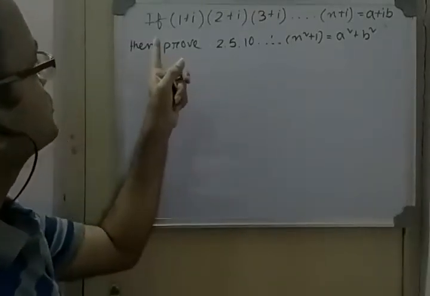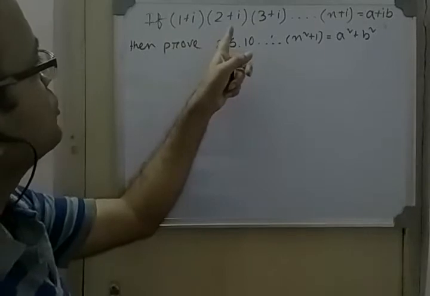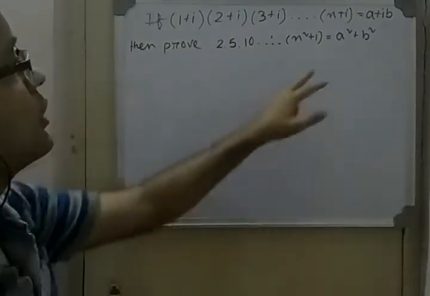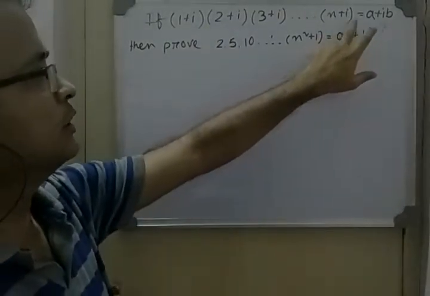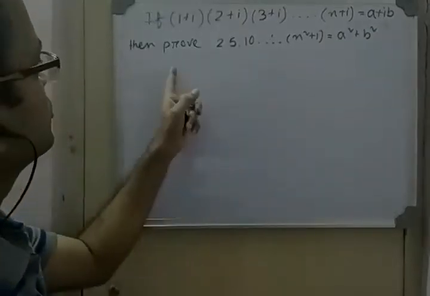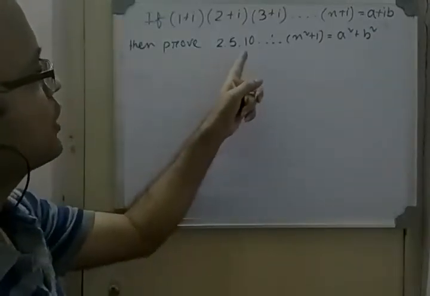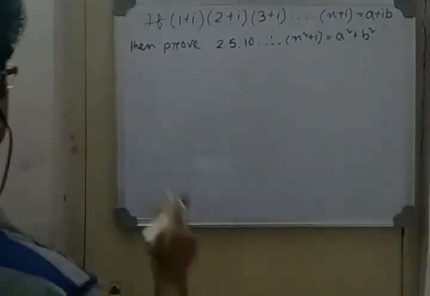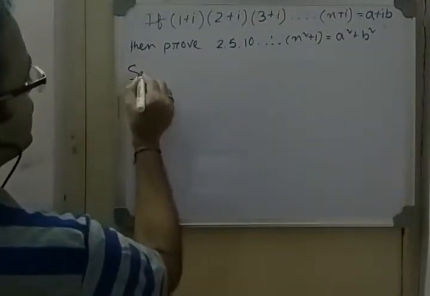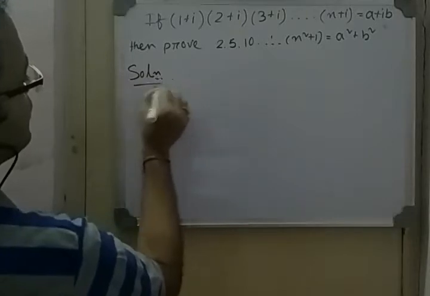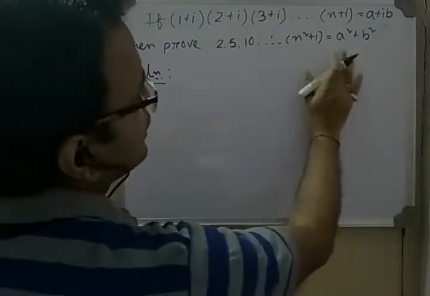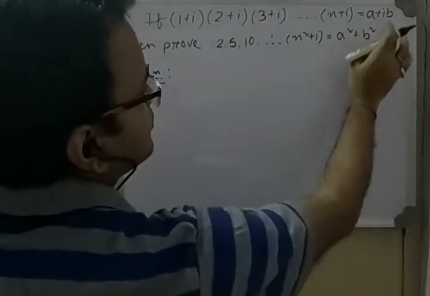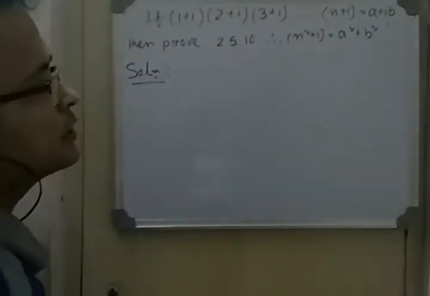See, next problem is, if (1 plus i)(2 plus i)(3 plus i) up to (n plus i) equals a plus ib, then we have to prove that 2 into 5 into 10 up to (n square plus 1) equals this. So we have to find a clue from here. First thing is that from a plus ib, how can we reach a square plus b square?